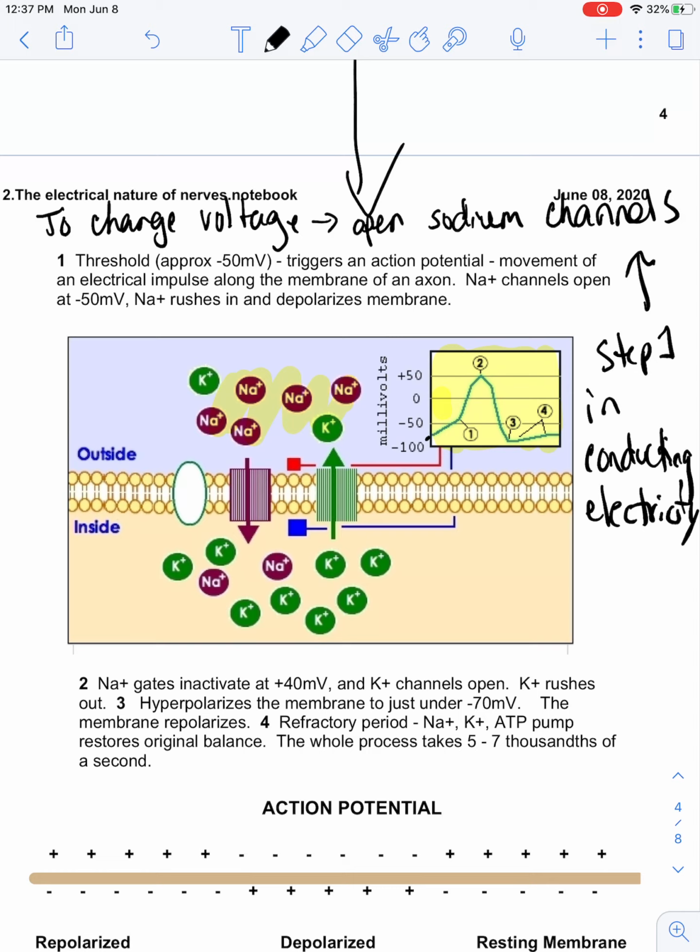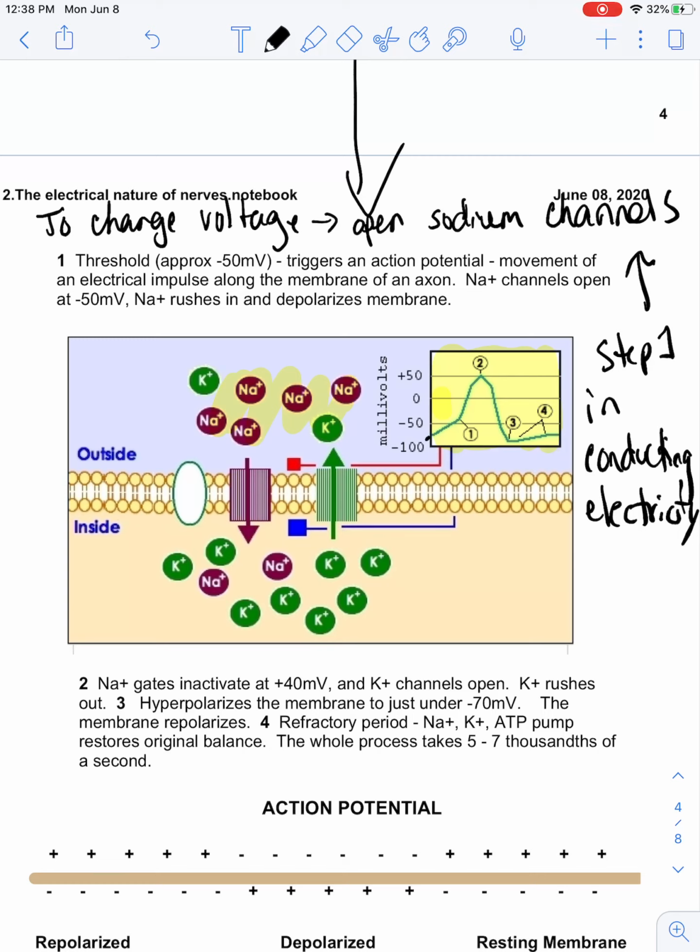Okay, open sodium channels. So when I talked about how does light in your eye cause electricity to be conducted to your brain? How does pressing on your finger cause electricity to be conducted to your brain? How do chemicals cause electricity to be conducted to your brain? All of those sensory neurons, whether it's pressure, light, chemicals, sound, they all do the same thing. They all open sodium channels in the neuron at the dendrite. Okay, opening sodium channels changes the voltage, and that's what we need to do to conduct electricity.